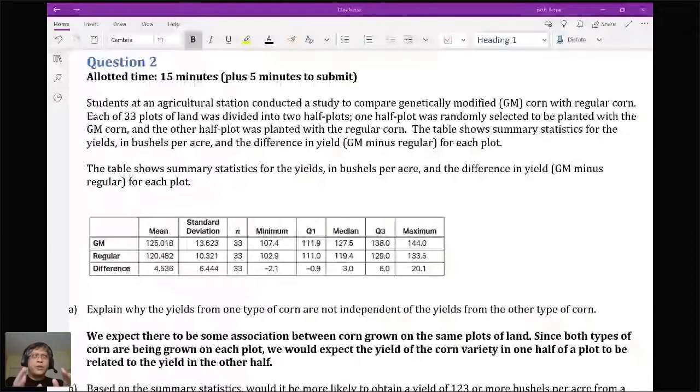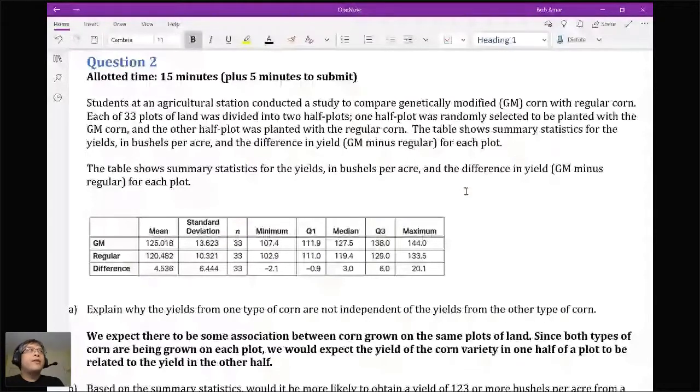I would think that this reason comes first before the fact that it's a matched pairs design. But you do bring up a really good point that I was going to come back to later, that it is a matched pairs design. Hopefully everybody can see why. Basically, this is a block experiment where the blocks are plots of land. You're going to randomly assign one half of each plot to each of the types of corn.